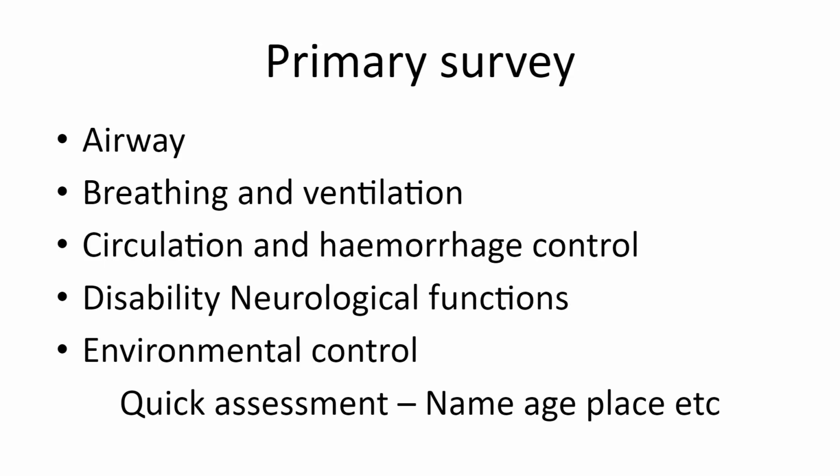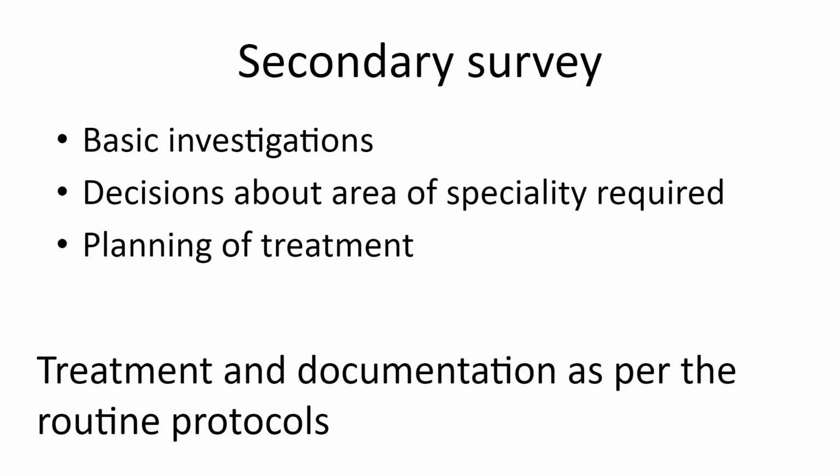And then the environmental control, the whole area where the patient is. In these casualties, another major problem would be the onlookers, the people who come in and then intervene. That's also another factor which has to be considered. Then the secondary part would be going for the basic investigations and decision about the area of specialty required. If the patient has a fracture, the patient has to be referred to an orthopedic center. If the patient has a neurological injury, a neurologist, or multiple specialties, and then planning of the treatment. That's about the total protocol of dealing with the casualty.